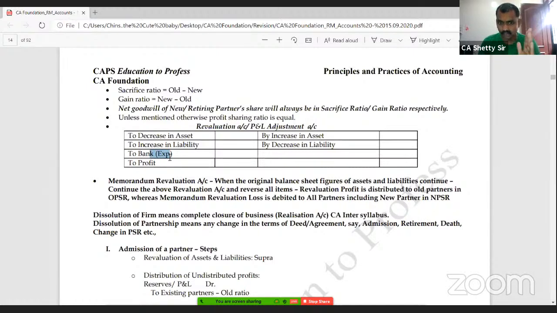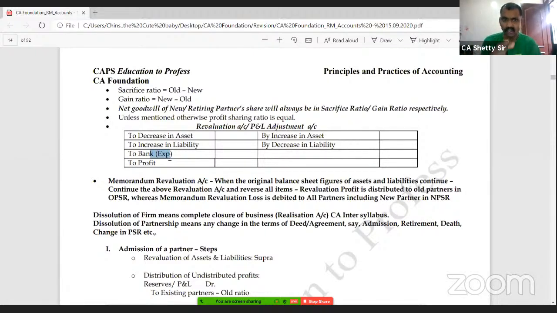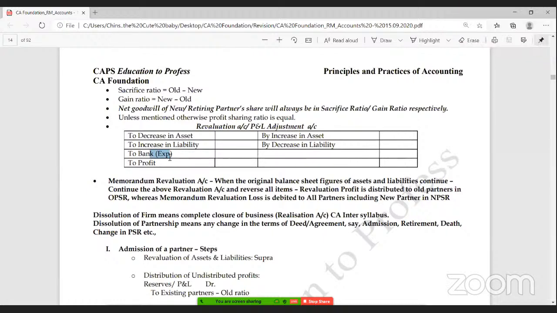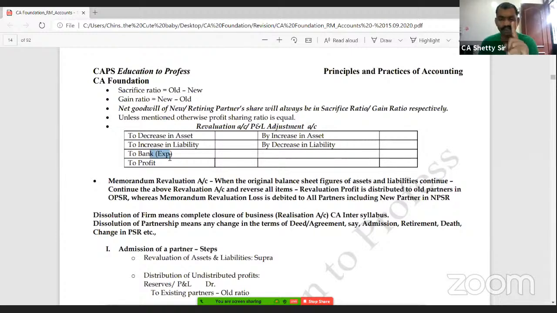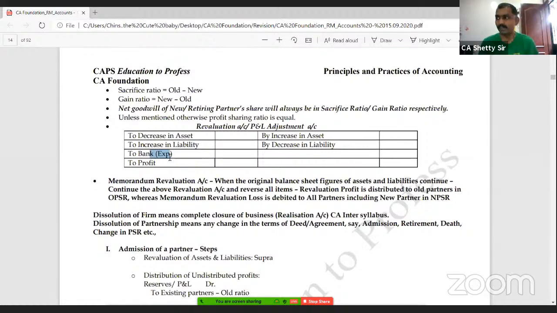I'm using a very generic word: in the case of admission, old partners; in the case of retirement, all the partners. A better word is existing partners. So I repeat, am I fast? No, sir. In the revaluation account, all incomes go on the credit side, and all expenses and losses on the debit side. How to remember if you forget? Simple: the revaluation account has 'by increase in asset' on the credit side. Asset and liability are opposite items. Increase in asset comes on this side, and increase in liability comes on the debit side. Understood?